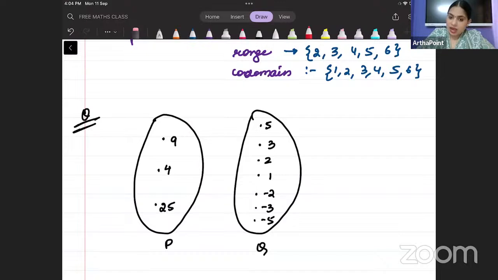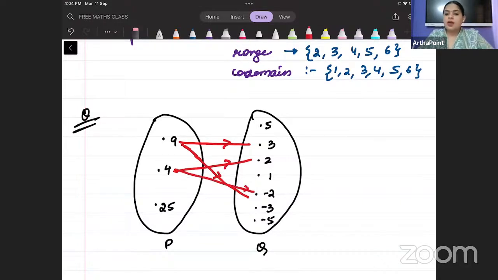I am linking 9 to 3, and I'm also linking 9 to minus 3. I am linking 4 to 2, and I am also linking 4 to minus 2. I am linking 25 to 5, and I'm also linking 25 to minus 5. Okay, beta. Question.